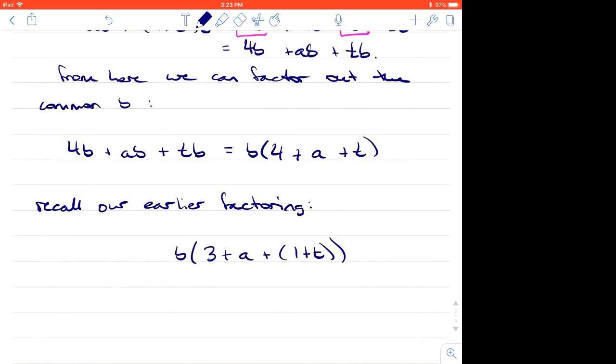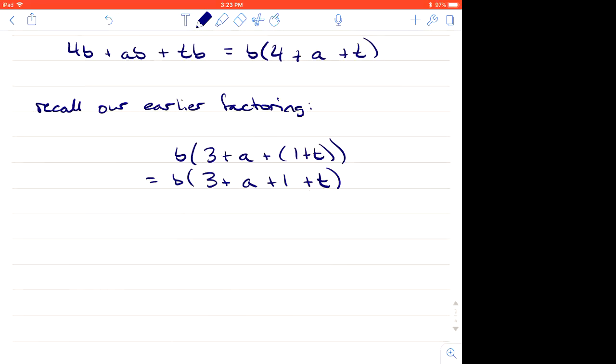Right. But if we look a little closer at this, we can just break out the brackets in there, because the brackets around the 1 plus t now aren't actually doing anything. Brackets really only count if you're multiplying or dividing, right? And so we can rewrite this as b times 3 plus a plus 1 plus t. To simplify, we would get b times 4 plus a plus t. And now they're the same.